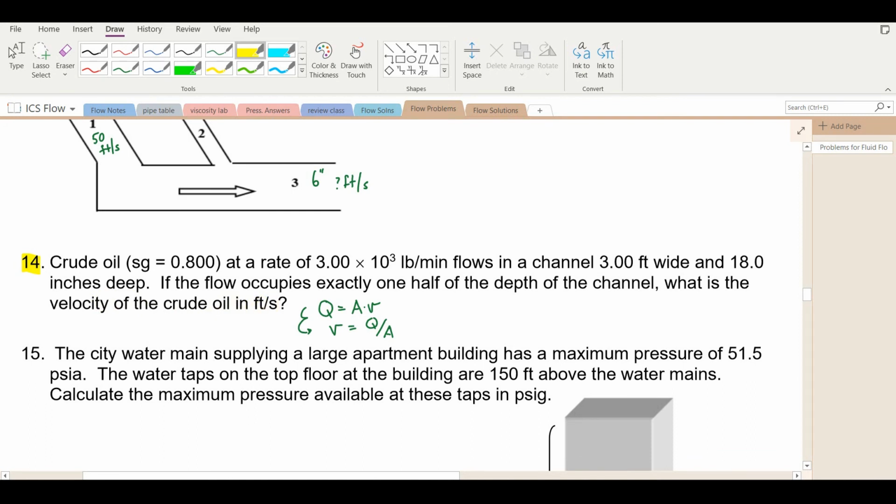So this is the classic Q equals AV problem. We're asked to calculate velocity, that would be Q over A. We're given the flow rate, 3,000 pounds per minute, but that's a mass flow rate. We're given a density, so we should be able to convert that to volumetric flow rate. And then we're given some dimensions on this channel. It's not a circular pipe, but given the dimensions of 3 feet wide, 18 inches deep, and it's half full of oil, we should be able to calculate the cross-sectional area. Let's take a look at that.